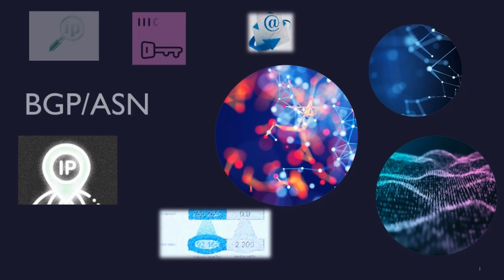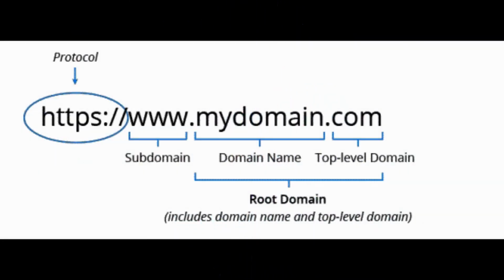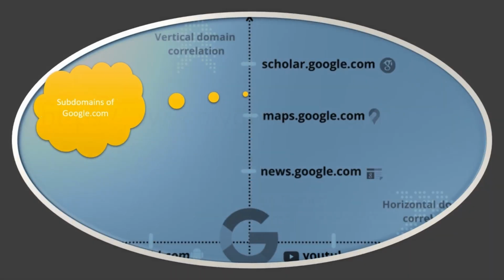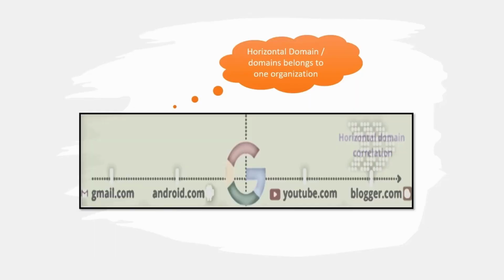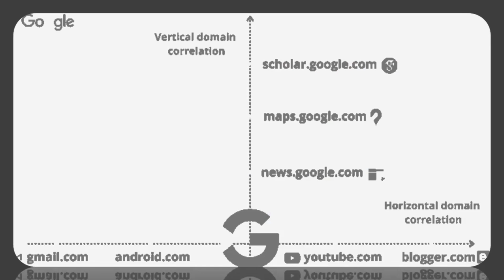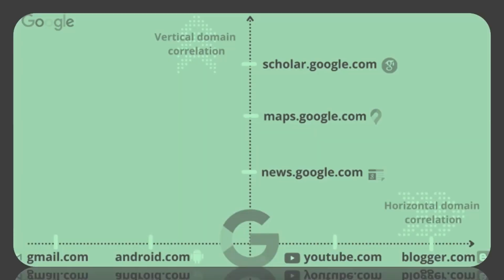There are two kinds of domain correlation, vertical and horizontal. Vertical domain correlation is a process of finding domains that share the same base domain. This process is also called subdomain enumeration. Horizontal domain correlation is a process of finding other domain names which have a different second level domain name but are related to the same organization. Google has other domain names like YouTube, Gmail, Blogger, etc.